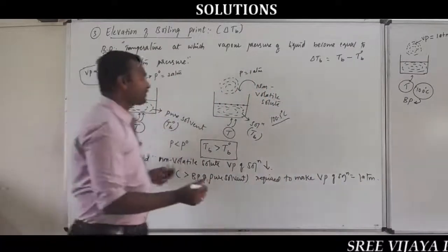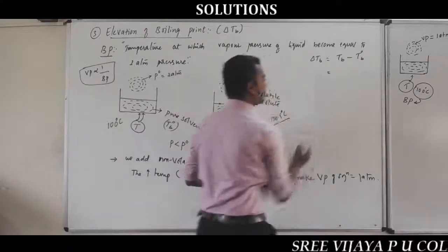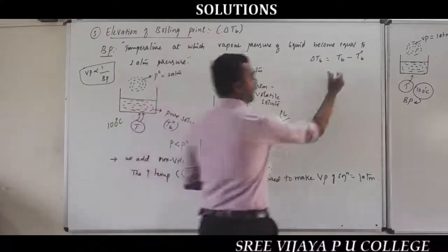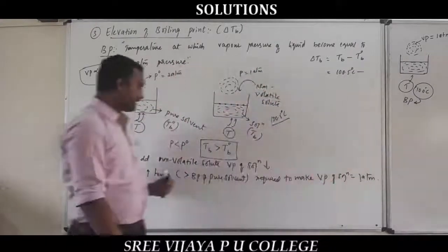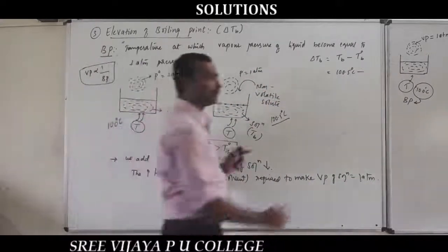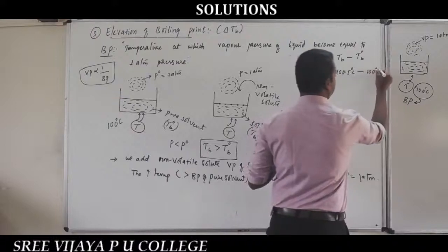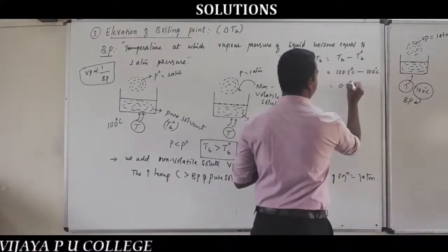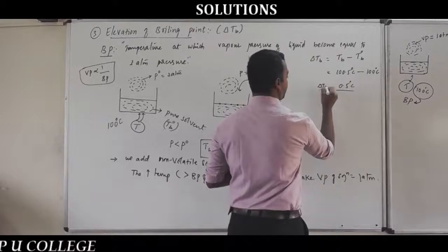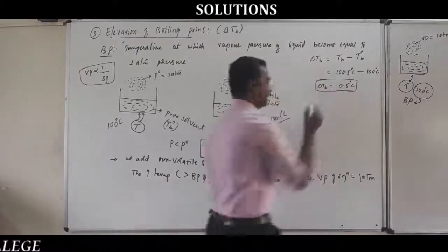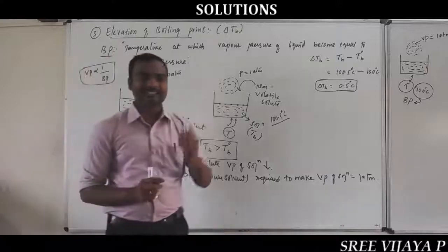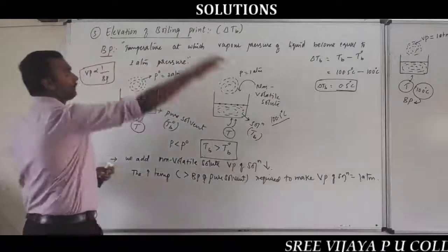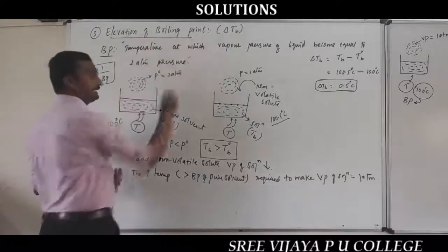Let me check. In the given example, TB, the boiling point of the solution, is 100.5 degrees Celsius, minus T naught B, the boiling point of pure solvent, which is about 100 degrees Celsius. That is equal to 0.5 degrees Celsius. That is the boiling point elevation. The boiling point has risen, or elevated, by 0.5 degrees Celsius. That is the meaning of elevation of boiling point.